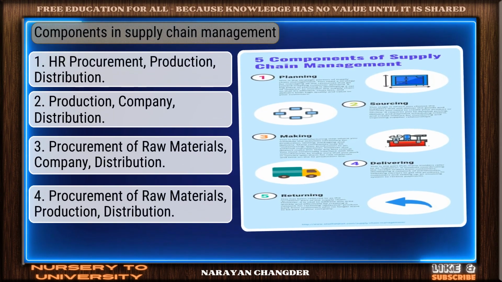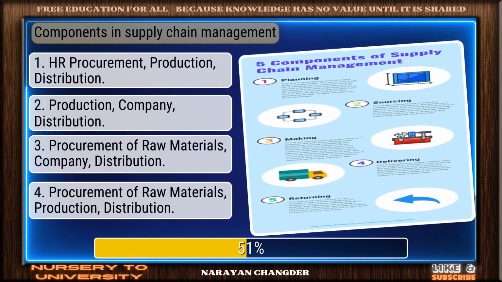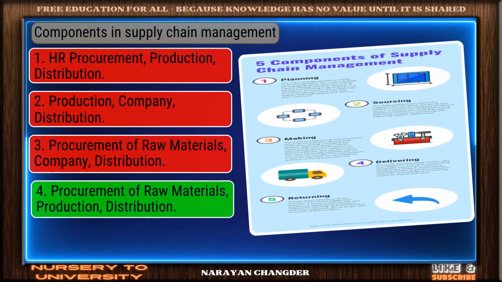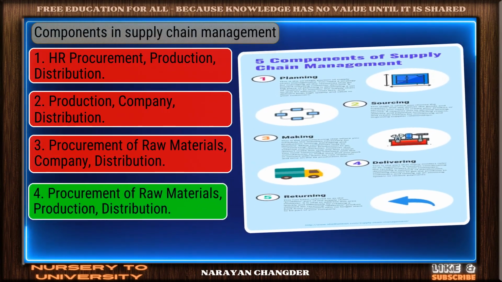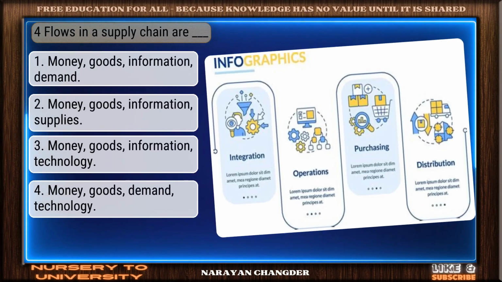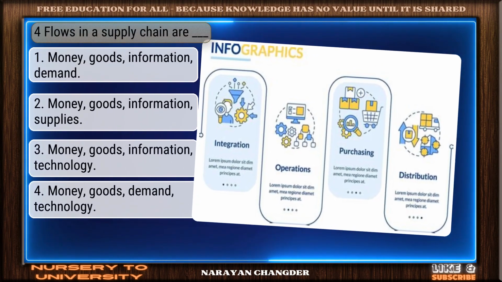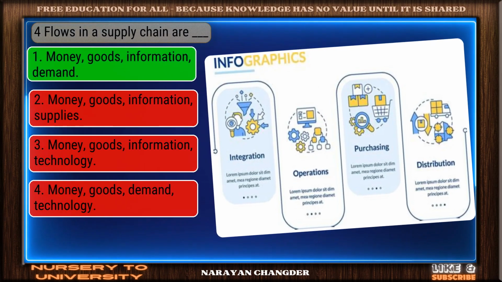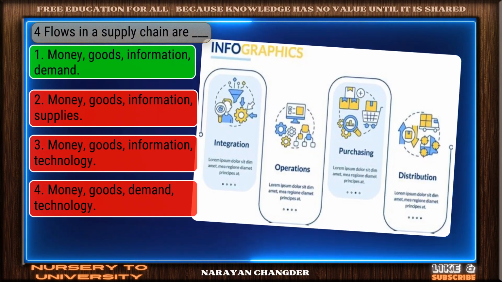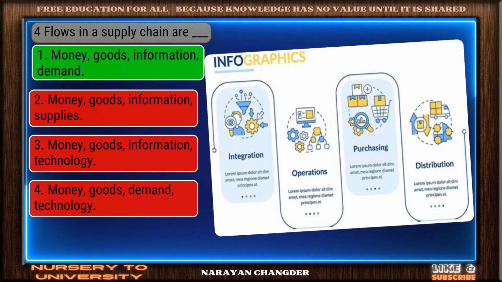Components in supply chain management. Bravo! Procurement of raw materials, production, distribution is the answer. 4 flows in a supply chain are dash. Good job. Your answer money, goods, information, demand works well here.